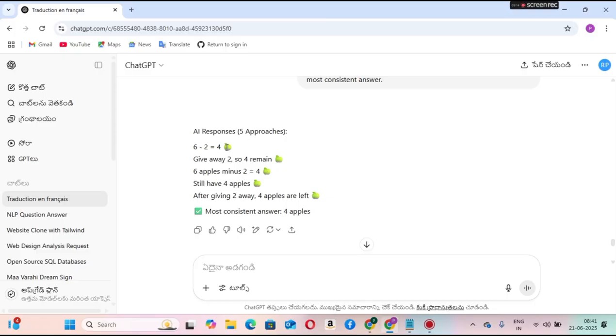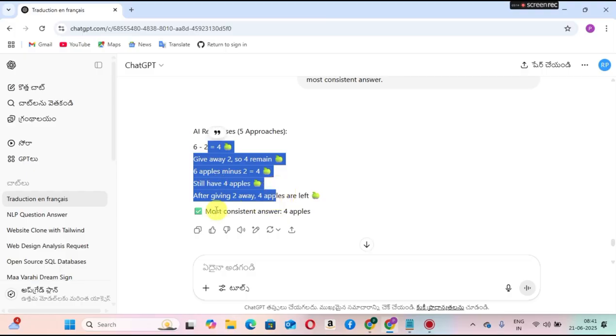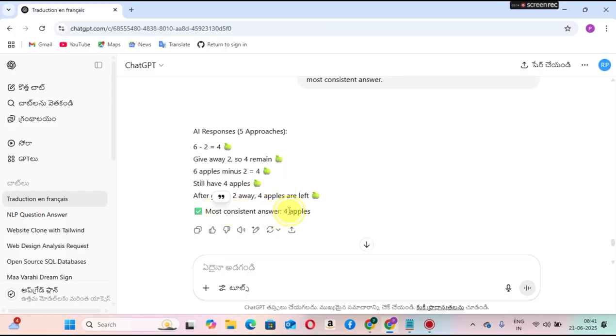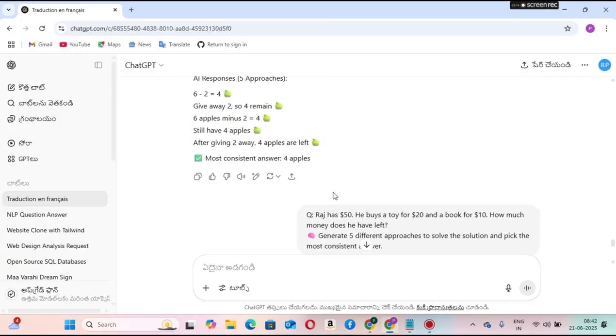So when you hit enter, let's consider this AI output response. 6 minus 2 is equal to 4. Give away 2, so 4 remain. 6 apples minus 2 is equal to 4. The fourth approach will be like still have 4 apples, and the fifth will be like after giving 2 away, 4 apples are left. So here it tried the same problem in 5 different approaches and saw which answer is the most common. Here 4 is the most common and appears the majority of the time. Hence the most consistent answer is 4 apples. So this is how it works.